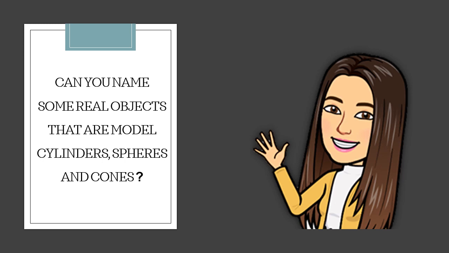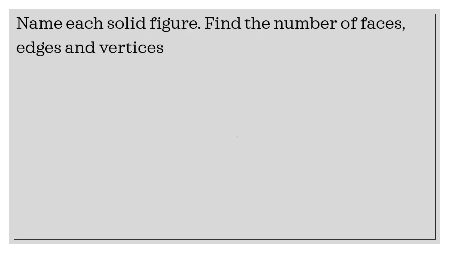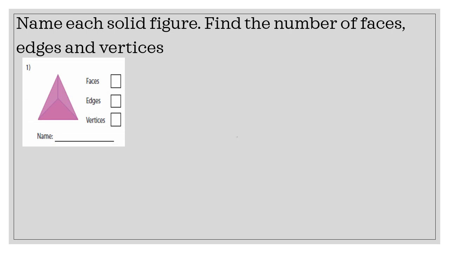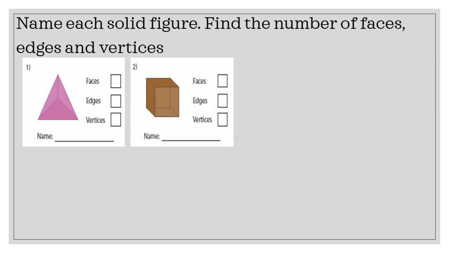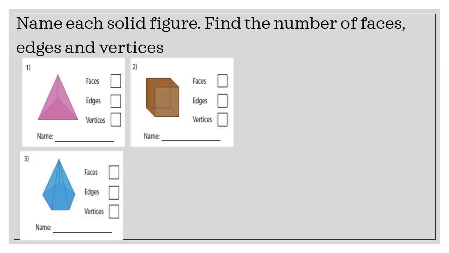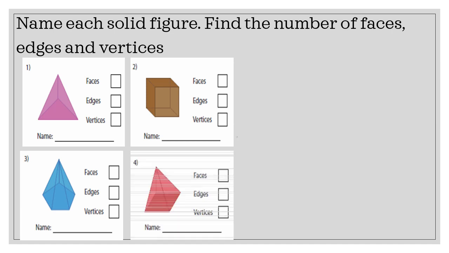Can you name some real objects that are modeled after cylinders, spheres, and cones? Now let us name each solid figure. You'll find the number of the faces, edges, and vertices. First, let's have this. How many faces? How many edges and vertices in this figure? What kind of figure is that? Another one. Next. Next.